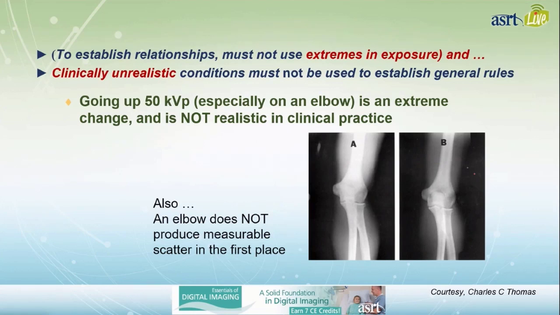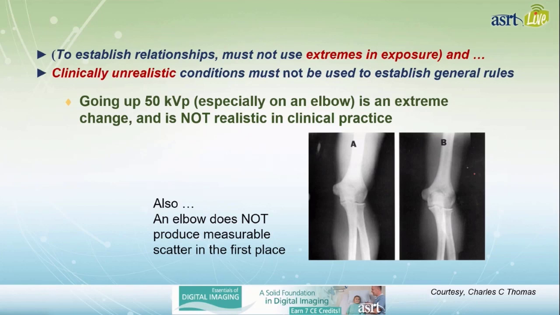So related to that concept of using extremes in exposure is also using clinically unrealistic conditions in order to establish general rules. So if you hear someone do a presentation and they use an elbow, and they go up 50 kVp from 50 all the way up to 100 kVp in order to make a point, there's two problems wrong with that. First of all, going up 50 kVp is an extreme, as we've just discussed, and also it's not a realistic kind of a change that we might make in clinical practice. In addition to all of that, using an elbow does not produce measurable scatter in the first place. If you want to demonstrate the effects of scatter, we should be using an abdomen.